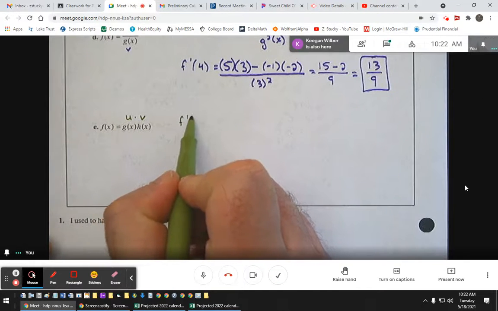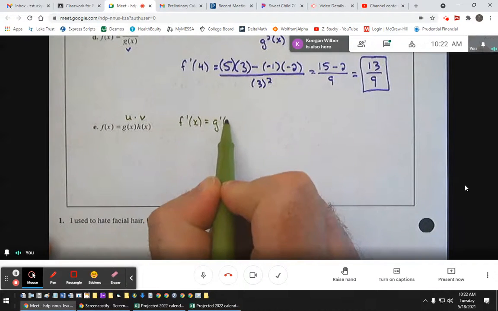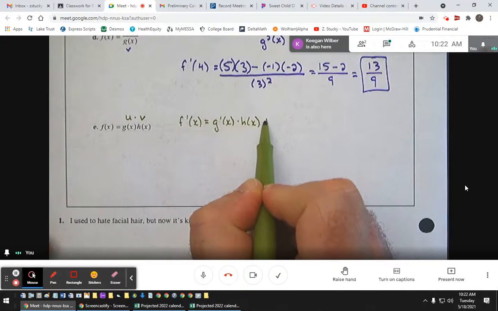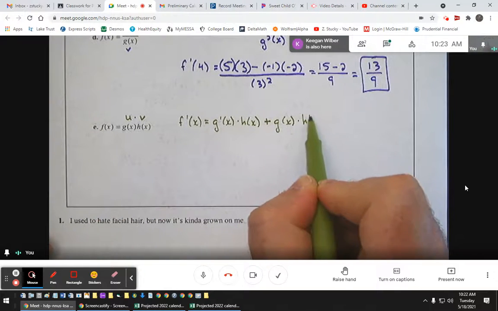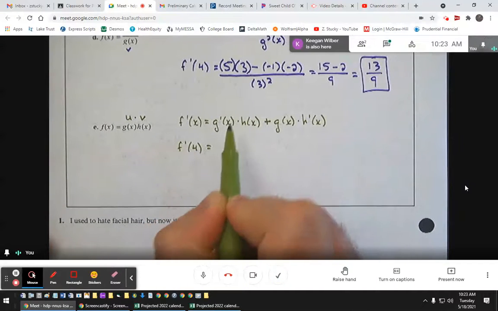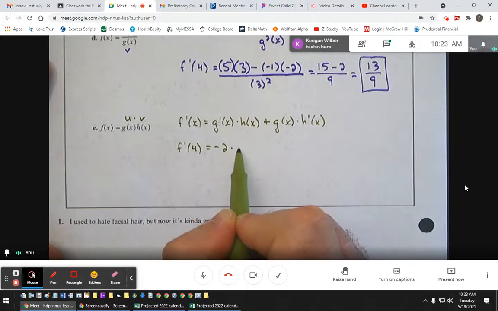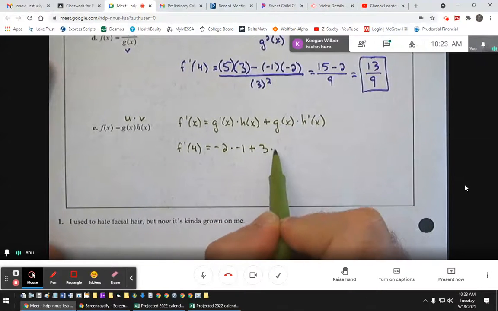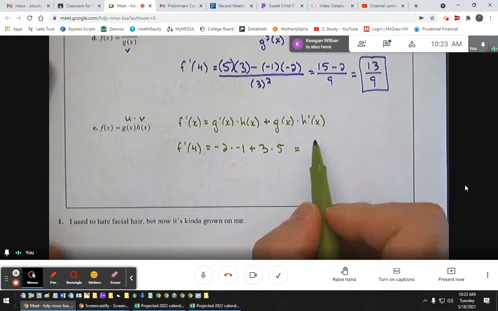So, the formula. F prime of X then is U prime, so that would be G prime times V. This is the product rule, so it's plus U, which is G of X, times V prime, which is H prime of X. So F prime of 4 would be, they told me that G prime was negative 2. They told me that H was negative 1. They told me that G was 3. They told me that H prime was 5. So that's 2 plus 15 is 17.